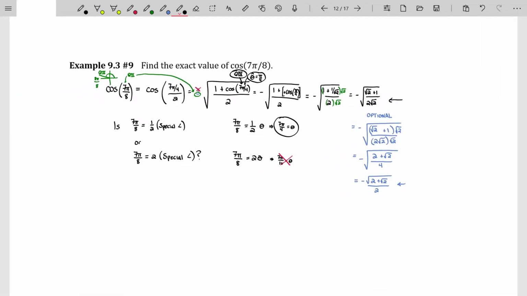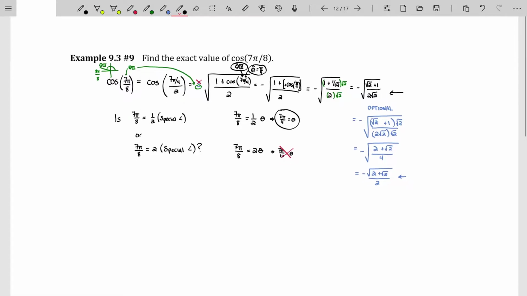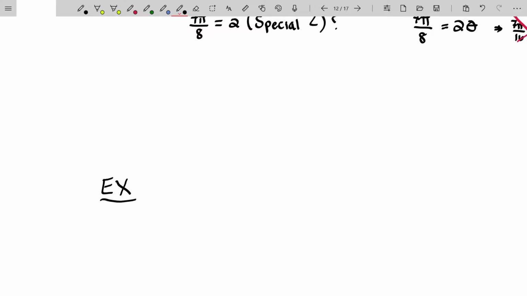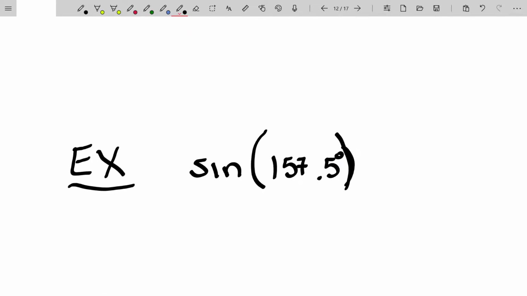Now, these are the only two examples I had for this, but I think that this is such an important concept that I'd like to do just one more example. I'm just going to make one up, which is always a dangerous thing. Let's take a look at a sine of a half angle. So let's consider the sine of 157.5.